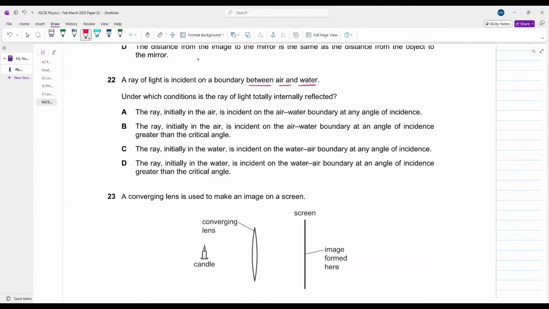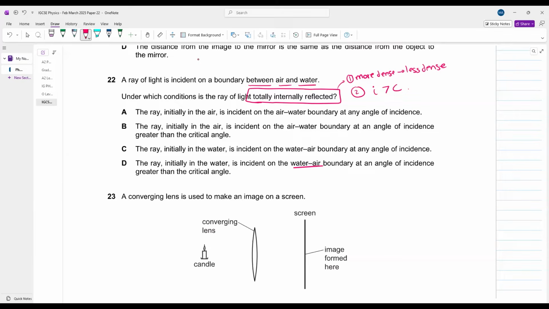Under which condition is the ray of light totally internally reflected? किन conditions के अंदर the ray of light is totally internally reflected? Always remember, for total internal reflection, there are two conditions. Your light ray must move from a more dense material into a less dense material. ठीक है, टोटल इंटरनल रिफ्लेक्शन के लिए पहली कंडीशन क्या होती है बेटा? लाइट रे को मोर डेंस से लेस डेंस मटेरियल में जाना चाहिए और एंगल ऑफ इंसिडेंस ग्रेटर होना चाहिए क्रिटिकल एंगल से.